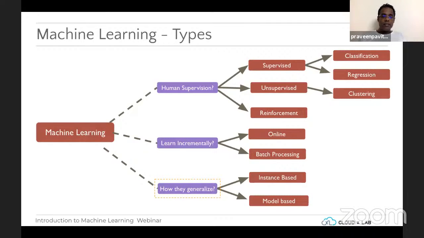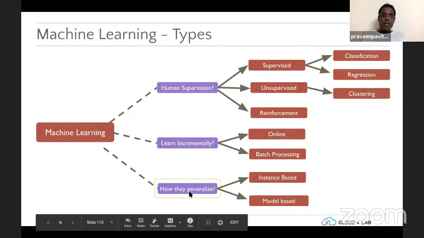Okay, so that is the next important type we talk about: how do they generalize. And there you have two types: instance based and model based.